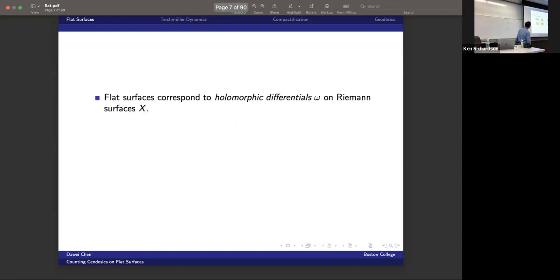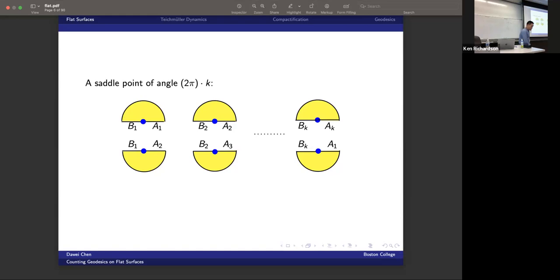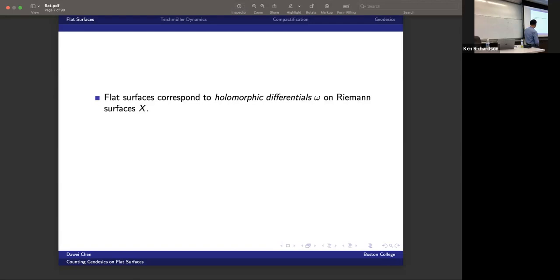So this polygonal description seems a little strange, but I'd like to make a connection to some other more fundamental object that has been already talked about at this conference, differential forms. Actually, the flat surfaces I introduced in the previous definition really correspond to holomorphic differentials on Riemann surfaces. So what is a Riemann surface?